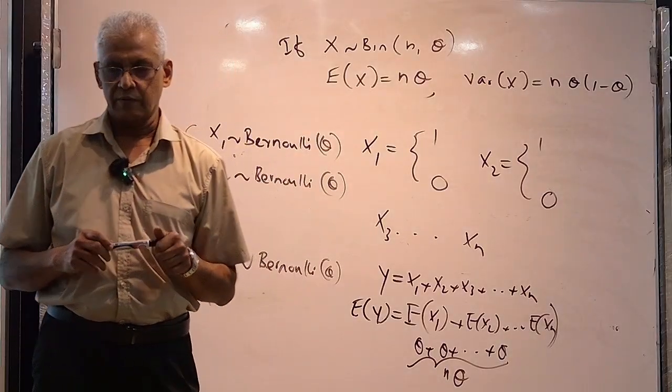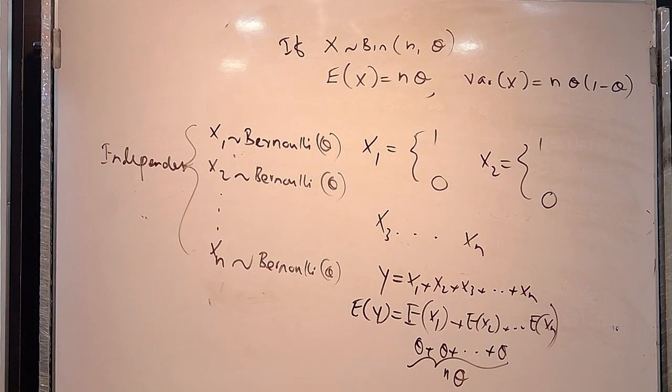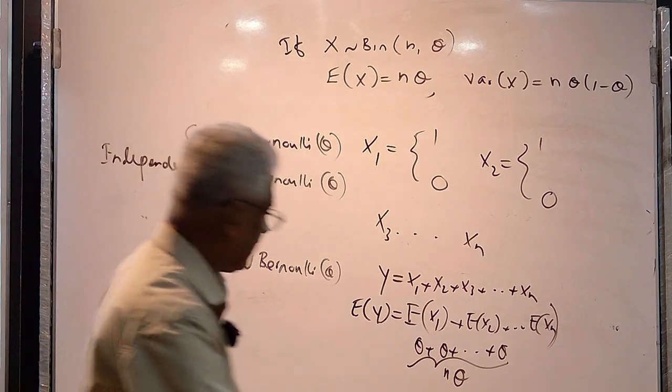Expected value of y is n times theta. That is, if y has a binomial distribution with n and theta, then expected value of y is equal to n times theta. Right. What is the variance of y?